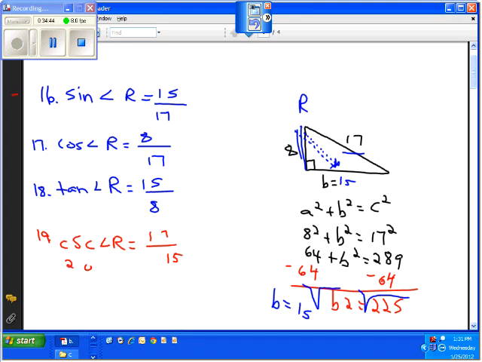All right. Number 20, we had secant. Secant angle R is equal to, well, secant is the reciprocal of cosine. So the reciprocal of 8/17 would be 17 over 8. And then the cotangent of angle R. Cotangent is reciprocal of tangent, which was 15/8, and so cotangent is 8/15. Any questions on sine, cosine, tangent, their reciprocals, and their cofunctions? All right.